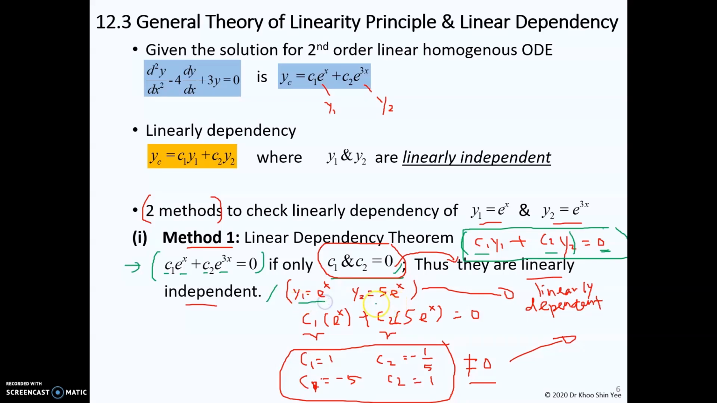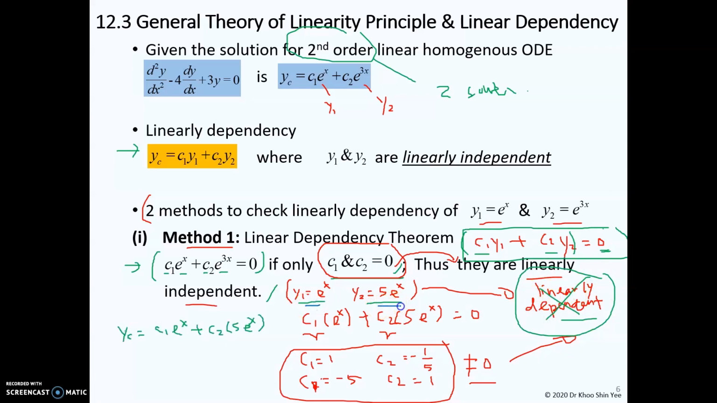So from here, we prove that y1 and y2 are linearly dependent. When we solve the ODE, we don't want the solution to be linearly dependent. This is not good. If these two solutions are linearly dependent, then you will find the complementary solution in this format. Since the exponentials here are the same, we can combine the constant c1 plus the constant 5c2 into a new constant c3 here.